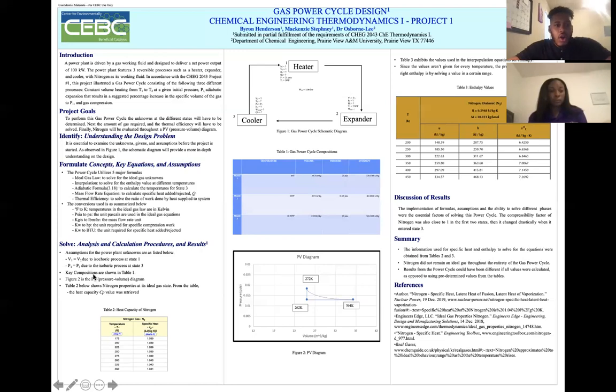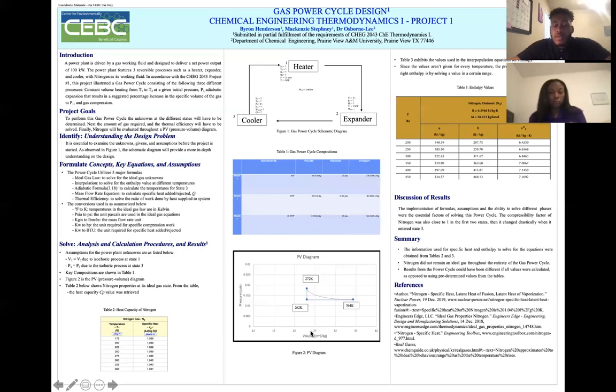And as you can see, we made the assumptions that V1 is equal to V2, due to it being an isochoric process at state 1, and P1 is equal to P3 due to it being an isobaric process at state 3. And the key compositions are shown in table 1. So as you can see, we have states 1, 2, and 3, and these were all of our temperatures, volumes, and pressures that we found at each of those states, along with our enthalpy as well.